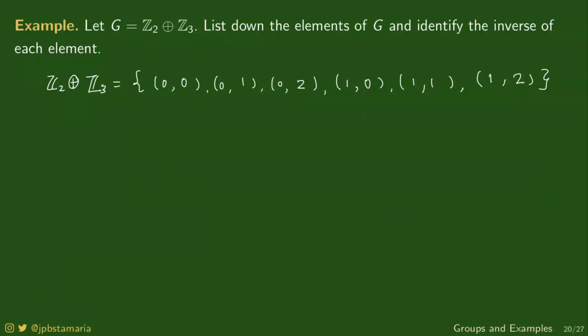Get niyo ha? Ang Z sub 2 kasi 0 at 1 lang ang laman. Pero ang Z sub 3 tatlong laman: 0, 1, 2. So these are the possible pairings. Now, in this group, paano ba nag-a-add? Paano ba nag-multiply? Halimbawa, in-add ko kunwari, 1, 1 plus 2, 3.